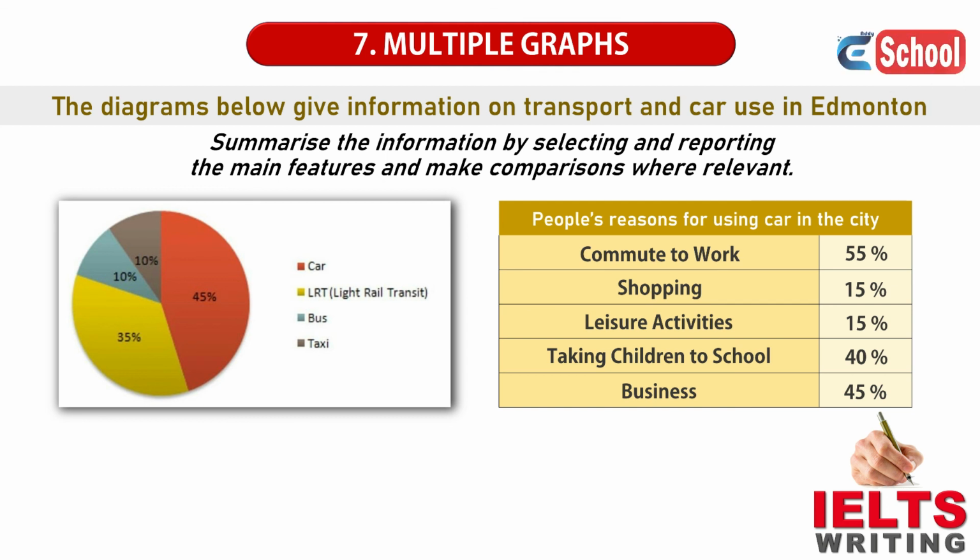They usually include 2 diagrams, such as a bar chart and a line graph, or a pie chart and a table, as in the sample question. The diagrams below give information on transport and car use in Edmonton. Now that you have a better understanding of Ielts Academic Writing Task 1 and are familiar with the 7 different question types, you're ready to learn how to write a Task 1 essay.